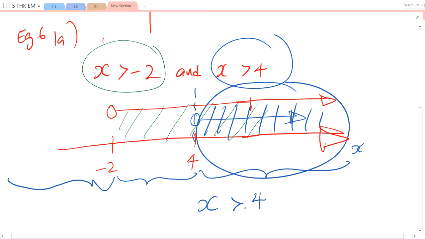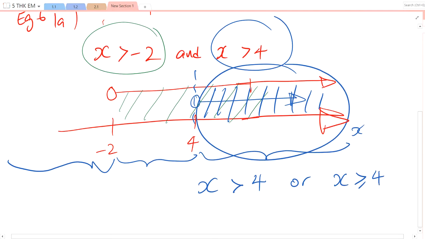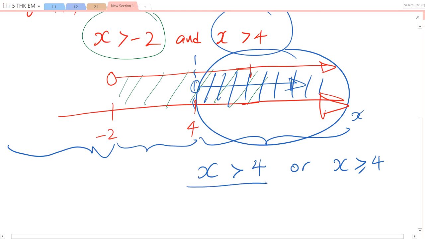4. Okay, let me give you a question. x greater than 4 or x greater than or equal to 4. Which one is it going to be? Number 1 or number 2? Which is the answer?